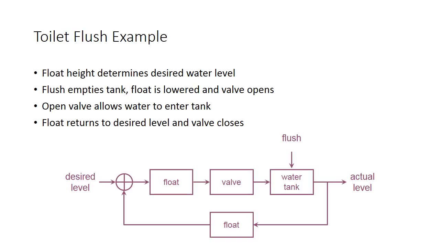Another example is a toilet flush example. We have the float height, which determines the water level. Flush empties the tank. Your float is lowered and the valve opens. Open valve allows water to enter the tank. Float returns to desired level and valve closes.